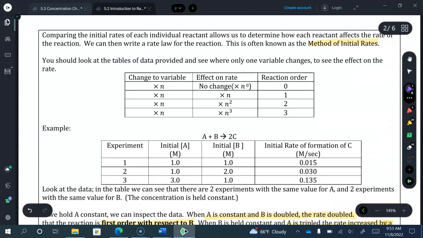Comparing the initial rates of each individual reactant allows us to determine how each reactant affects the rate of reaction. We can then write a rate law for the reaction. This is also often known as the method of initial rates.